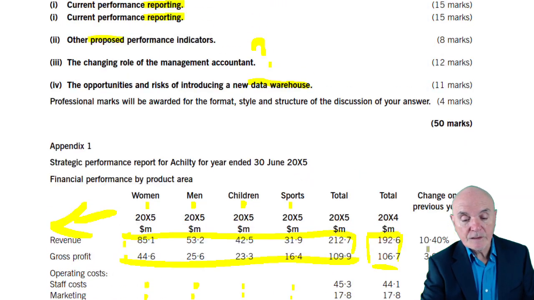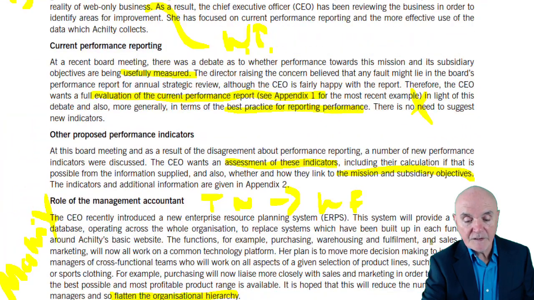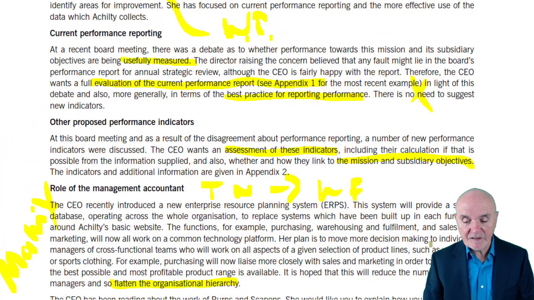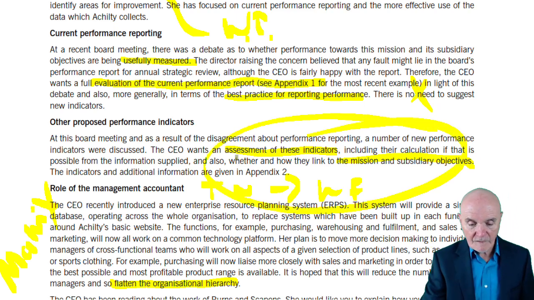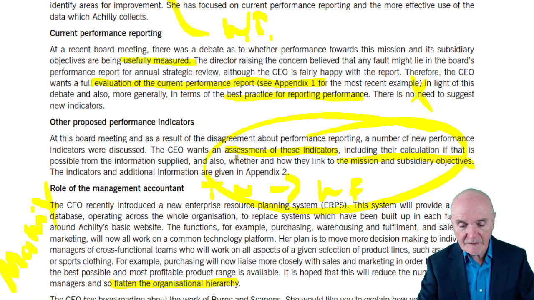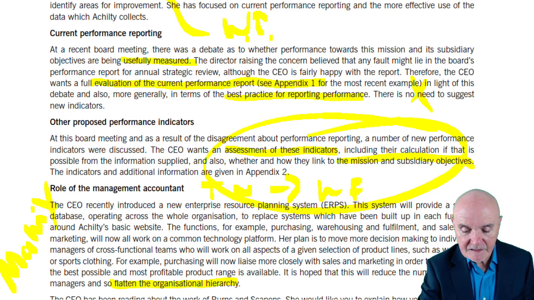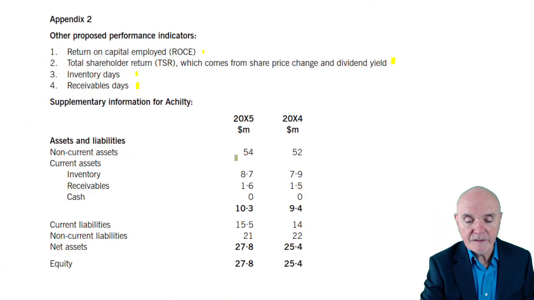Second thing we were asked to look at was the other proposed performance indicators. Exactly what we wanted: an assessment of these indicators, whether and how they link to the subsidiary objectives. That's what's required here. So to look at these, I think it's 4 other proposed performance indicators. We want to assess them. How good are they? Can we calculate them? And do they link at all to the mission and subsidiary objectives? So let's look at what was proposed here.